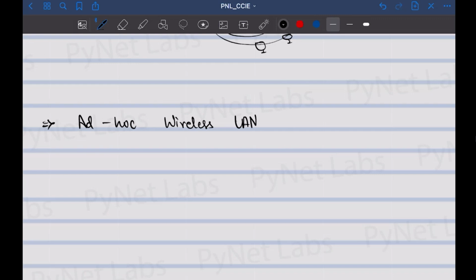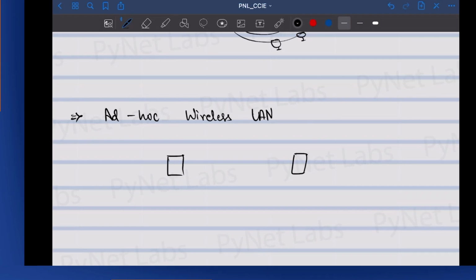So there is no infrastructure needed in this type of connectivity. You just need your devices. No requirement of any router, any access point, nothing is required. You simply need the devices that you want to communicate with each other. For example, I want my first smartphone to speak with my second smartphone to share some files.